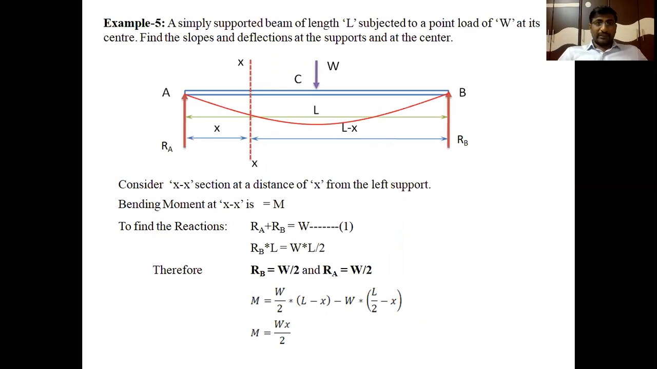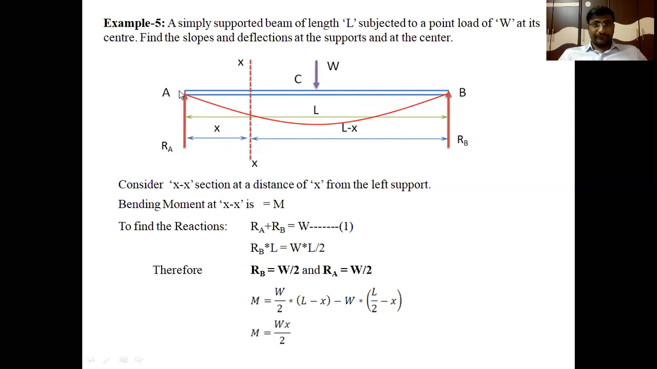Up to now, four examples on cantilever beams have been solved. Now the fifth example is related to the simply supported beam problem. The blue beam is simply supported on both sides, at A and B, shown after deflection by applying the load. W is the point load at the center.